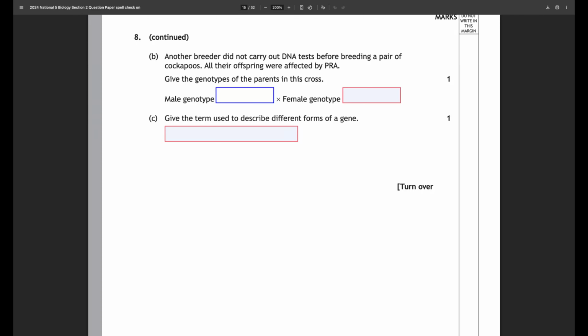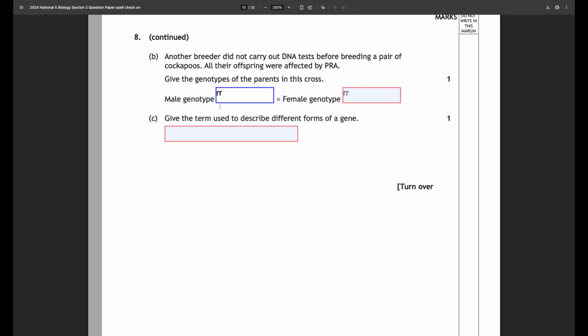All their offspring were affected by PRA. Give the genotypes of the parents involved in this cross. Okay, so to have PRA, we've established that you need two lowercase r's. Now, if all the offspring are going to be affected by PRA, that means all the offspring have two lowercase r's. Now, if every single offspring only has two lowercase r's, that means they must have inherited a lowercase r from both parents. And if all the offspring are inheriting that, that means parents must only have lowercase r's themselves.